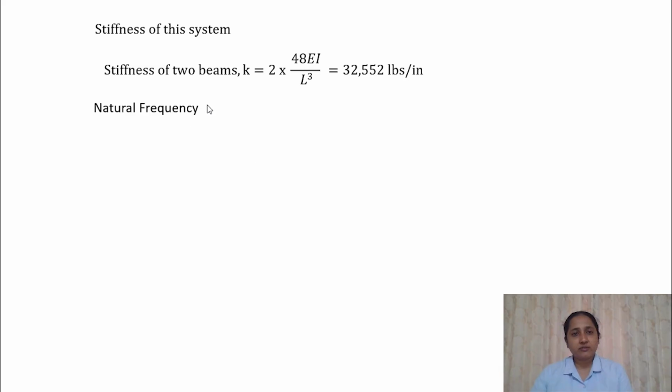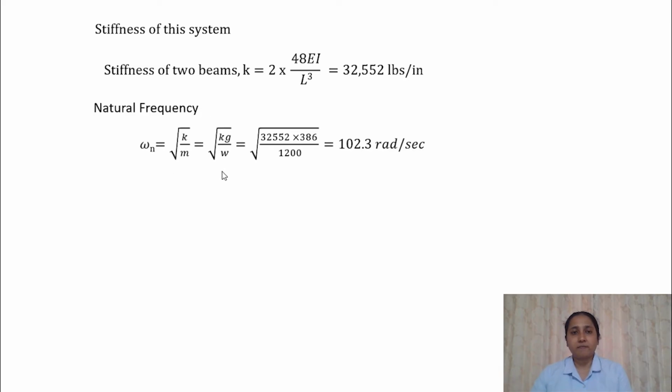And the natural frequency of the system is omega n, that is root of k by m. We know the weight of the AC unit, so we can calculate the mass. Mass is weight by g, so this becomes root of kg by weight. Again, we can calculate the natural frequency. Forcing frequency is known, so we can calculate the frequency ratio omega by omega n, which is equal to 0.307.